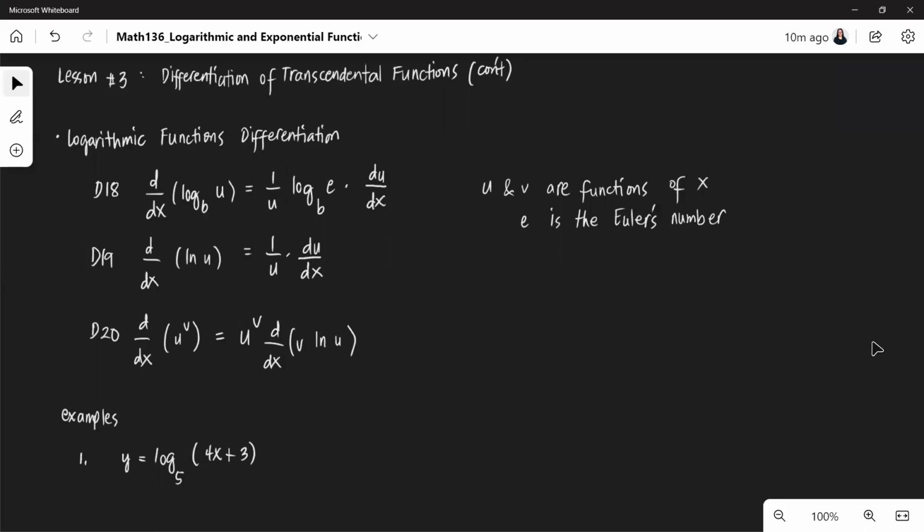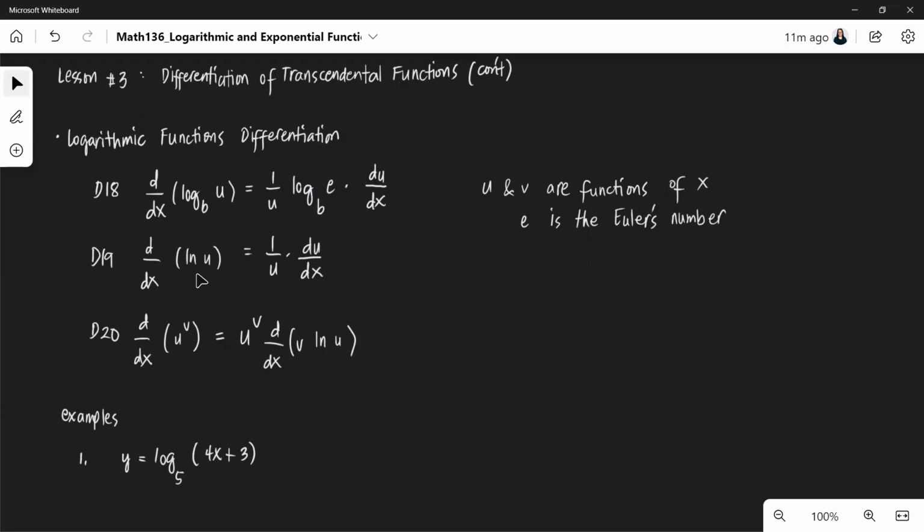Okay, so this is logarithmic functions differentiation. This is after the trigonometric functions differentiation we had last time. Okay, so if we have log of u to the base b, where u is a function of x, we get 1 over u times log of e to the base b, then multiply it with the derivative of u with respect to x. Take note that e here is not a variable. It's a constant, it's Euler's number, wherein the approximate value is 2.71.